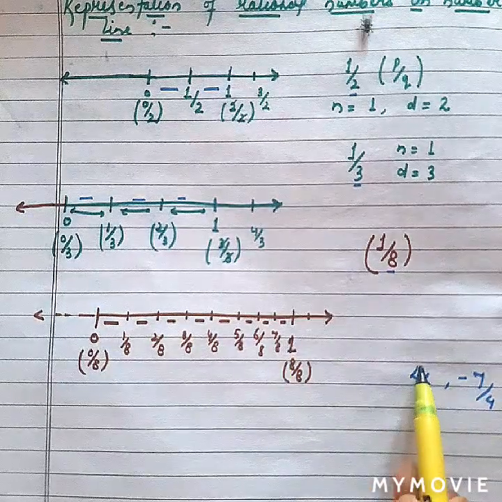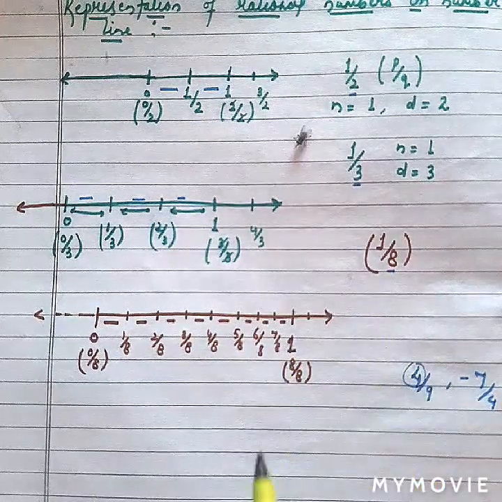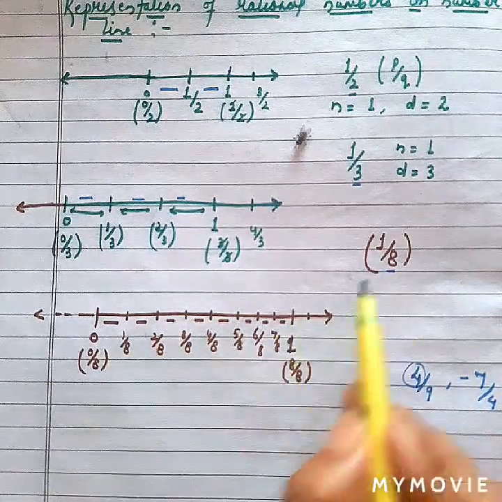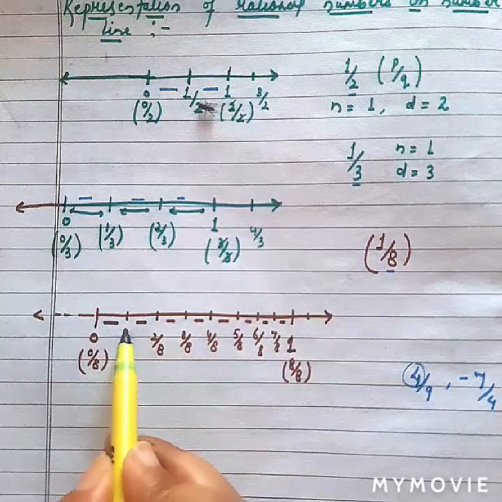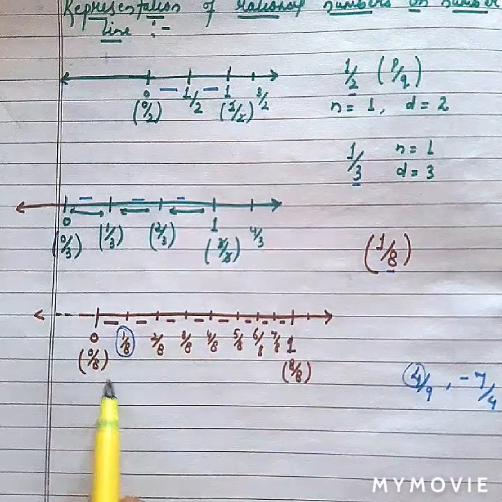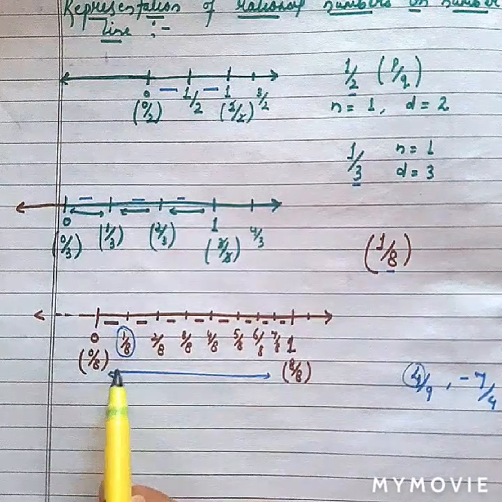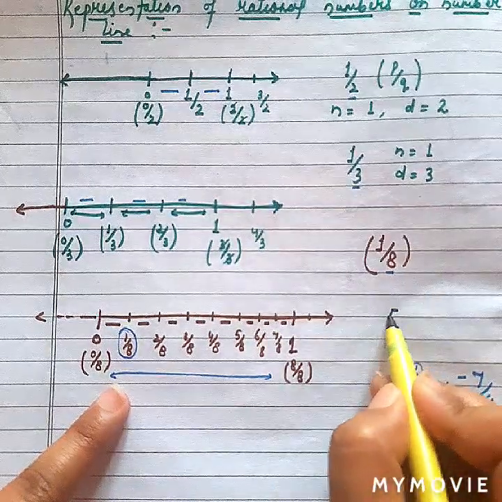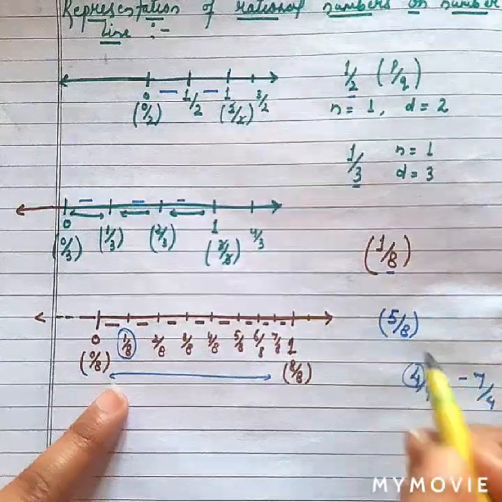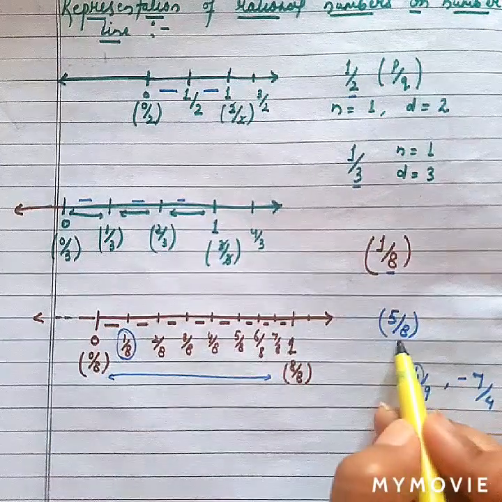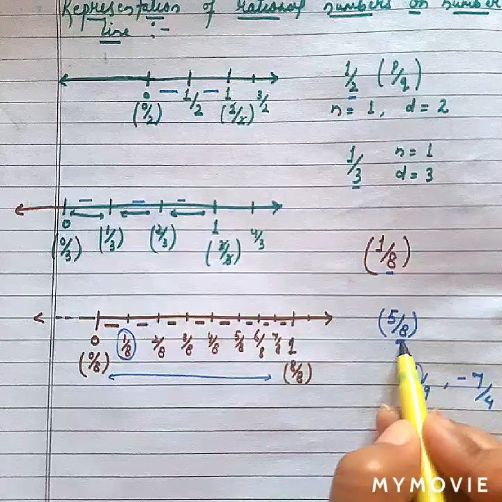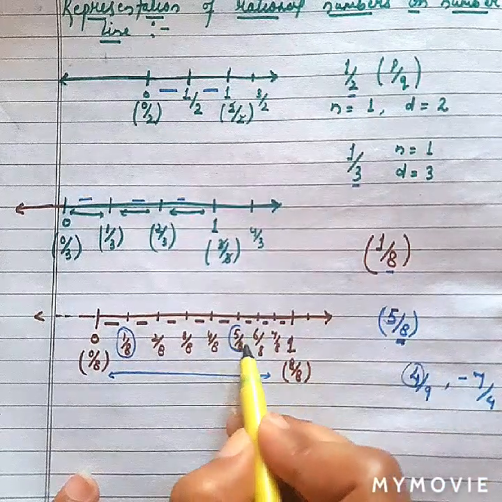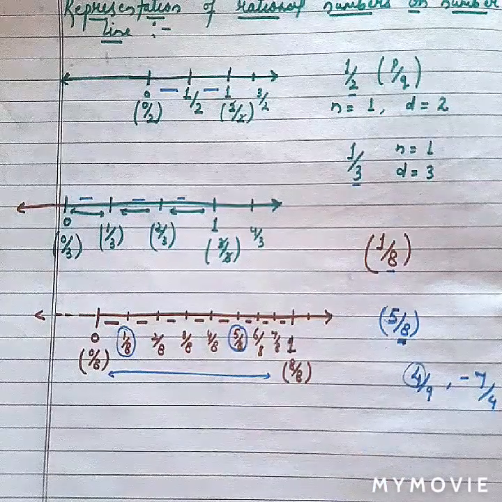Now the numerator will tell us how many parts we are considering. For example, 1 by 8 means we are considering only the first part of the 8 parts. For 5 upon 8, it means we are dividing the unit place into 8 parts, but we are considering up to the fifth part. This is the representation of the rational number.